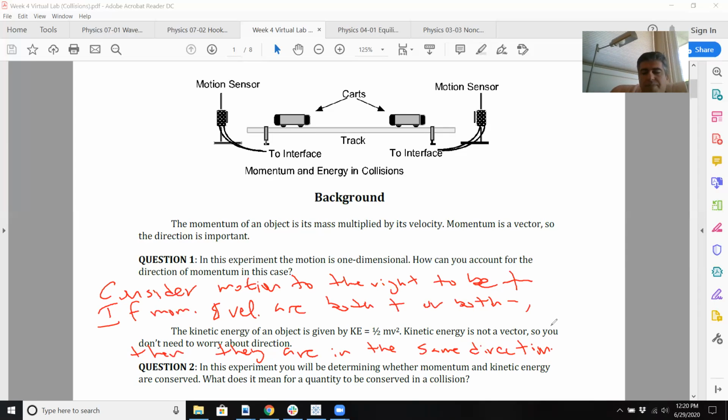For kinetic energy, you're squaring velocity. Remember, energy is not a vector, so don't really worry about that, because it's always going to come out positive. Because again, you're squaring the velocity and mass is not negative. So hopefully that makes sense. Hopefully you're okay about that.